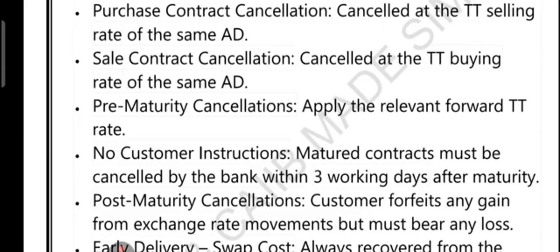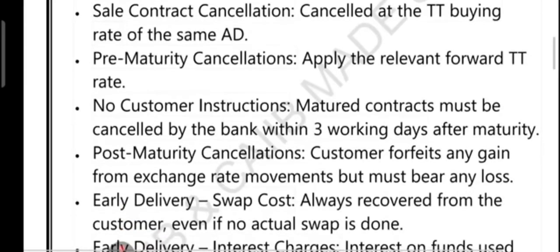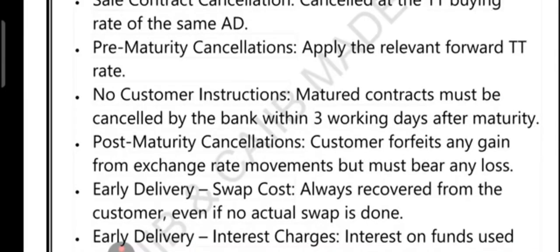So if the customer gives no instruction, the bank will cancel the matured contract within 3 working days after maturity. If cancellation happens after maturity, the customer loses any potential profit from the exchange rate changes. And for early delivery of currency, the bank always recovers the swap cost from the customer even if no real swap transaction is carried out.